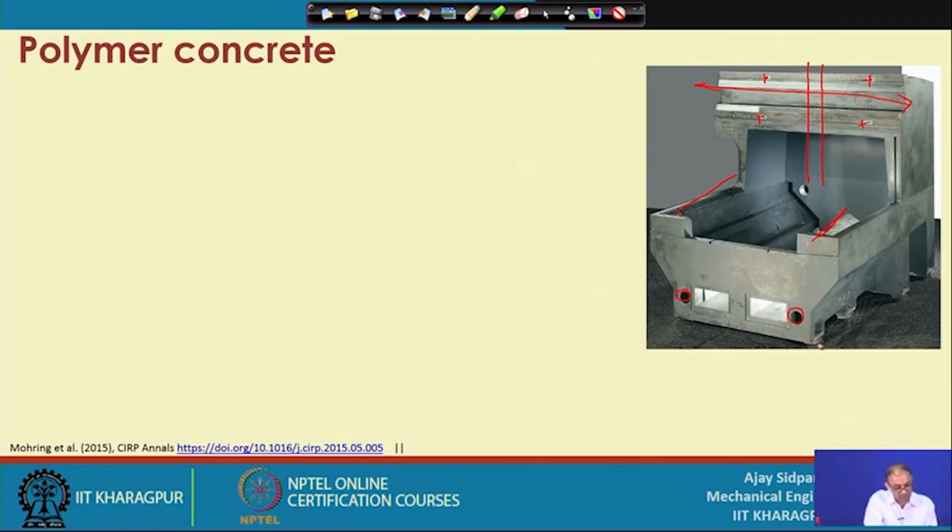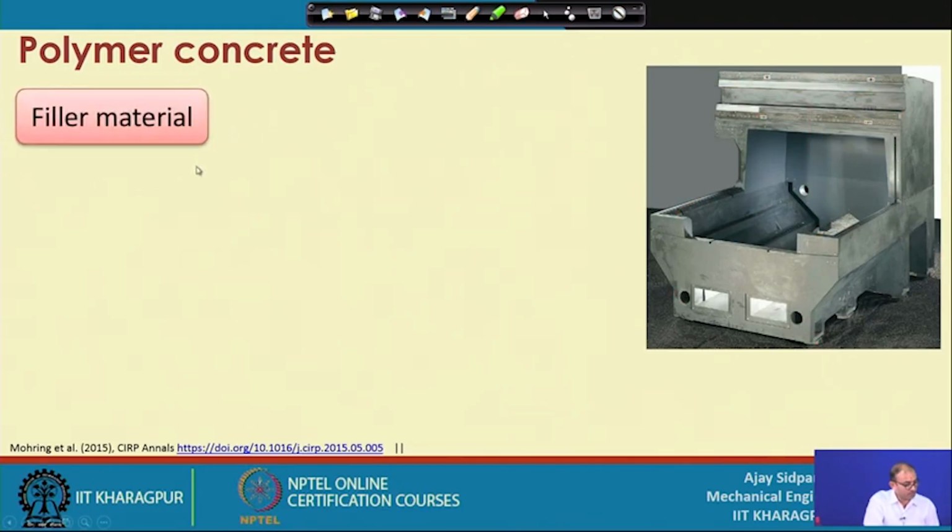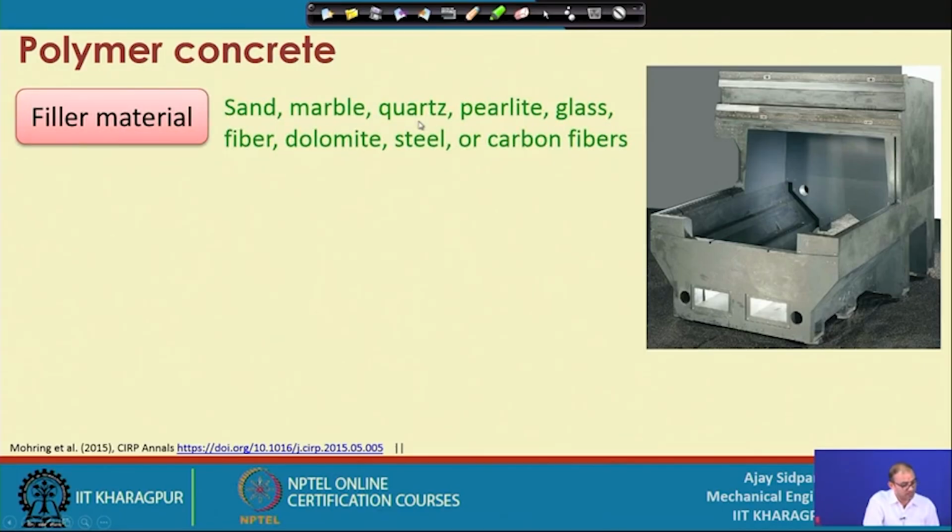So, you do not need to do any type of extra machining for making those particular things. So, let us see what is the polymer concrete. Polymer concrete consists of, one, the filler material. So, what are the filler materials? The sand, marble, quartz, pearlite, glass, fiber, dolomite, steel or the carbon fiber. So, these are the filler materials.